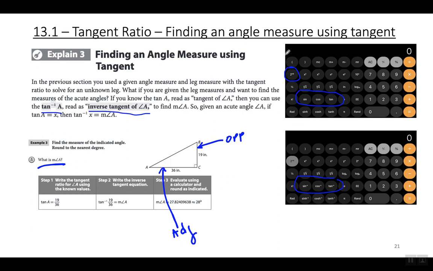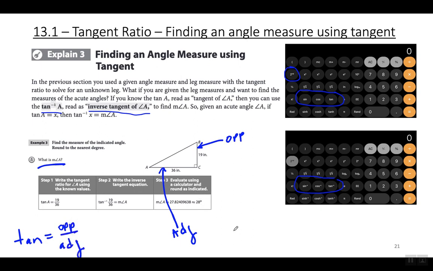All right, but let me talk to the people now that have an iPhone. Once you hit the second button, it changes colors, and now you should have these buttons. These are the buttons that you use to find the measure of an angle, okay? So here's what you're going to do. Tangent. We already know that tangent is the opposite side divided by the adjacent side.